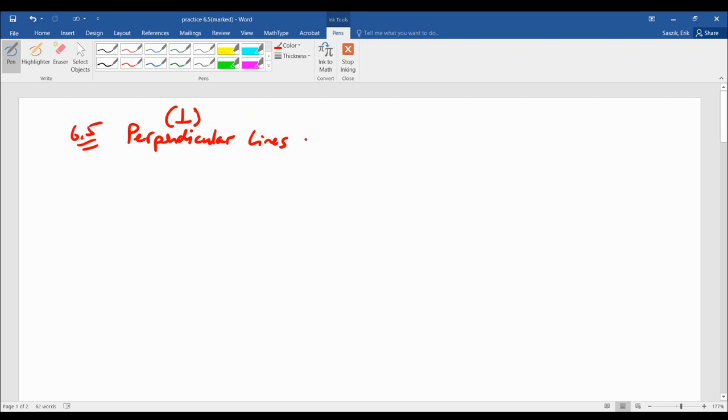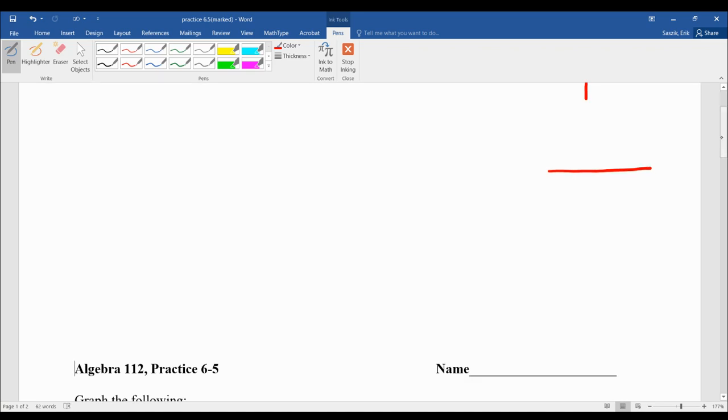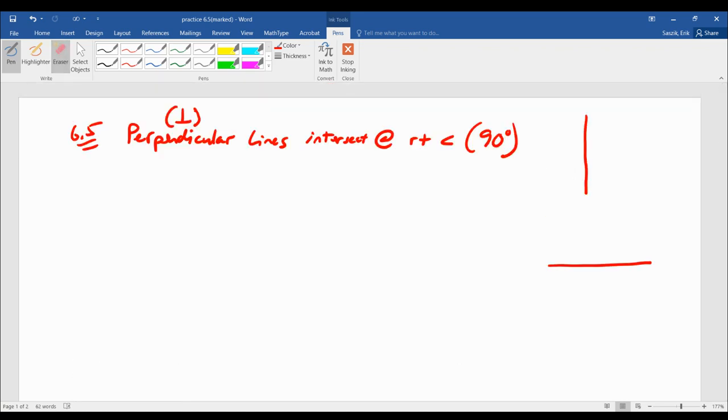Now, perpendicular lines intersect at a right angle or at 90 degrees, okay? And you know how we indicate that. How we indicate that is something like this, with this little box. That means it's a right angle. They don't have to be horizontal and vertical. You know, it could be something like this. But as long as that's a right angle there, those lines would be considered to be perpendicular.